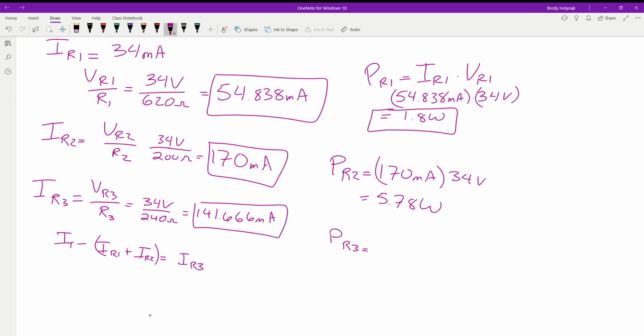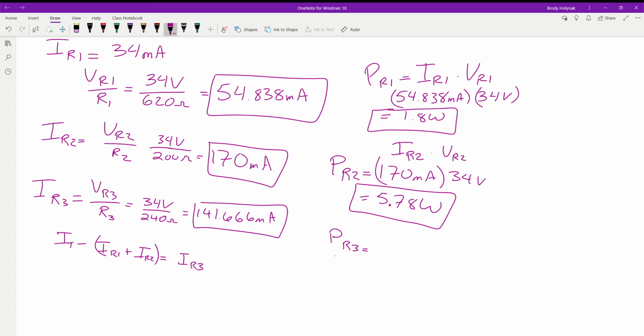5.78 watts. So we have the current of resistor 2 multiplied by the voltage across resistor 2, and we get 5.78 watts, which is what we should expect to see. Because again, the difference between these is about 3 times. We should see 3 times less power, or rather, you should see more power where there's more current.